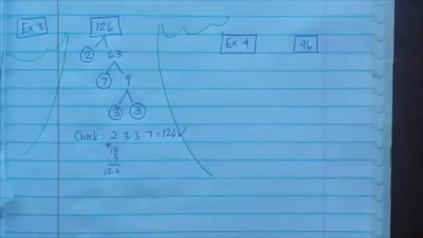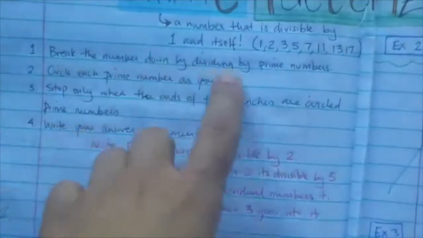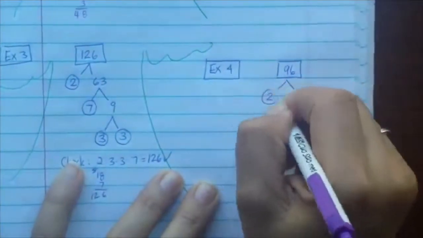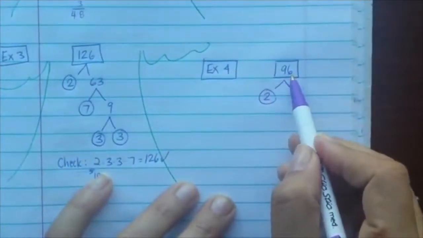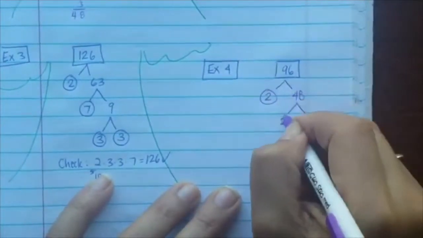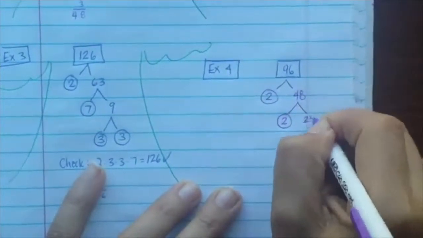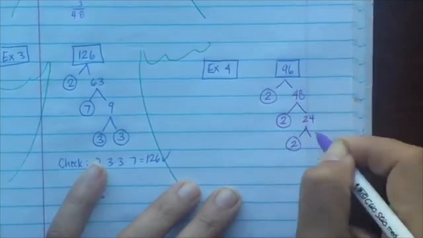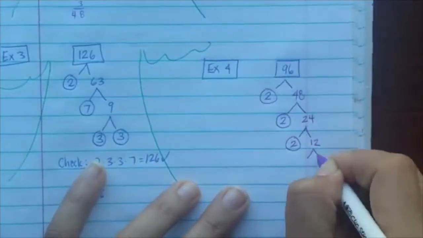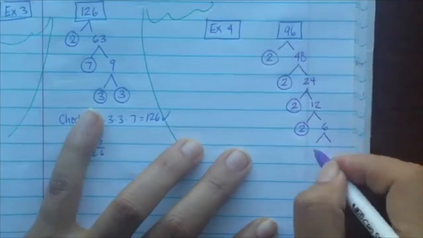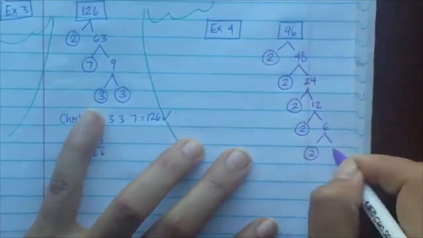So again, 96 ends with an even number, so it's divisible by 2. So half of 96, half of 90 is 45, half of 6 is 3, 45 plus 3 is 48. So 2 times 48. Break down 48 again, and again you don't have to do 2's, but I'm doing 2's. You can do bigger numbers if you want. 2 times 24, that breaks down to 2 and what? 12. That breaks down to 2 and 6. Breaks down to 2 and 3. And we finish because now all the ends are prime.